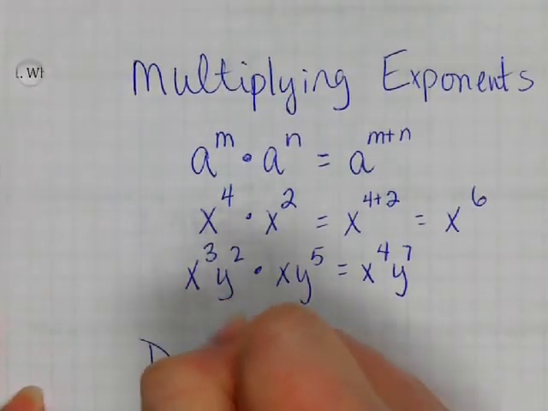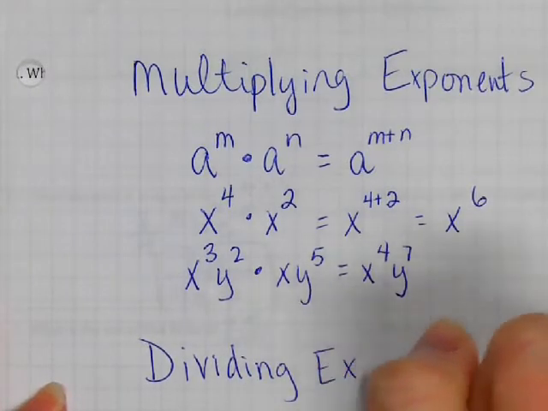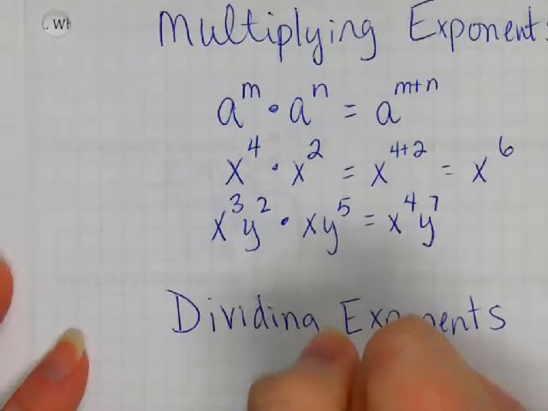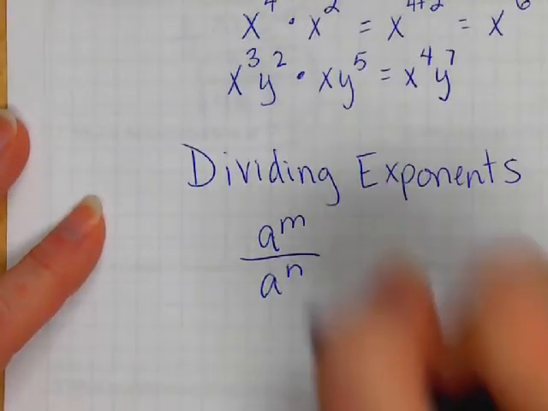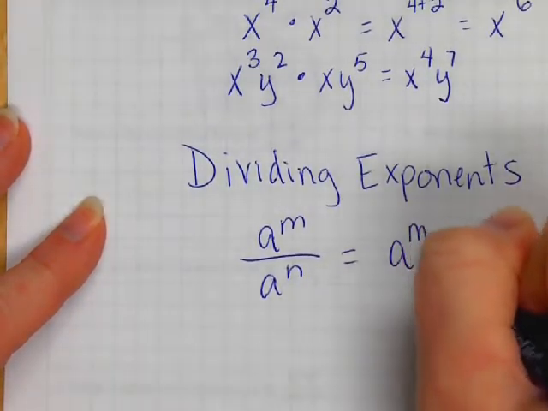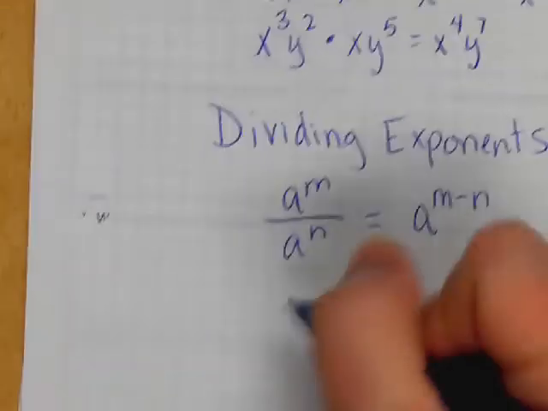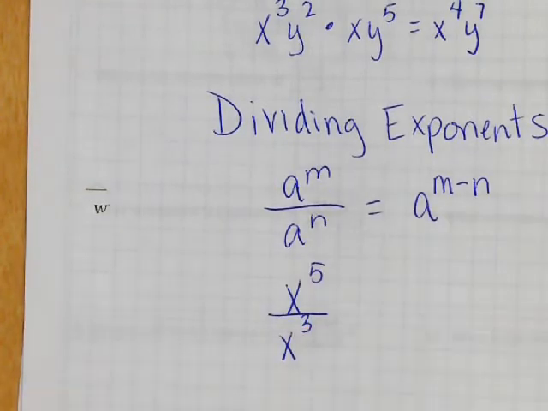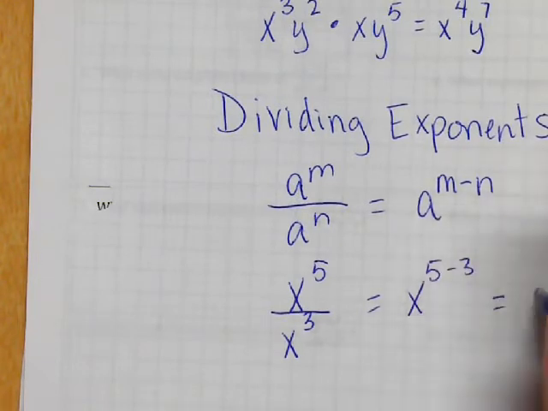When dividing exponents, the rule is similar if we have a to the m over a to the n. That's going to be the same thing as a to the m minus n. So we subtract those exponents rather than add them. So if I had x to the 5th over x to the 3rd, that would be the same thing as x to the 5 minus 3, or just x squared.